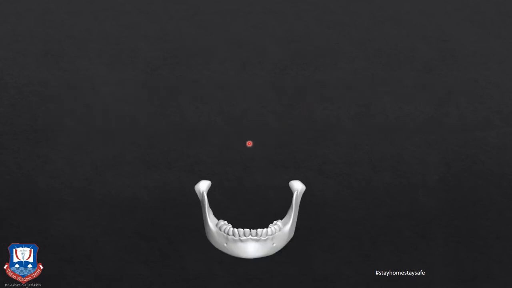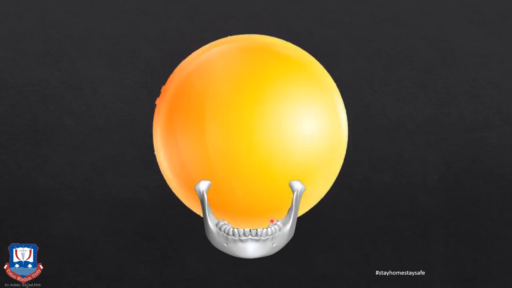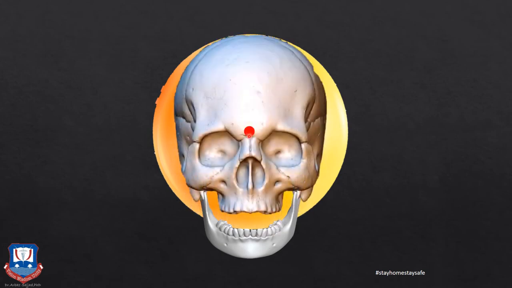So here we can see this is the mandible, and the occluding surface of the mandibular teeth conform to a sphere which is 8 inches in diameter and with its center at the glabella. So this is a mediolateral curve, that is the curve of Monson, and if you see it in the anteroposterior plane, it is called the curve of Spee.